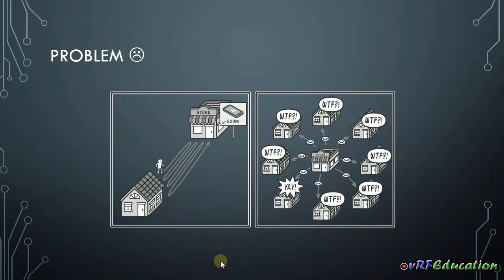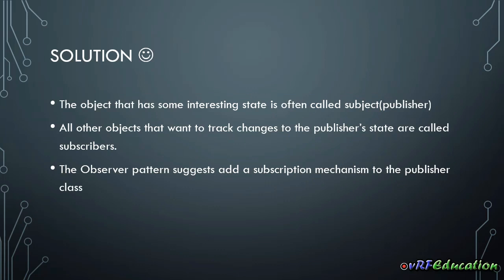So what is the real solution in the observer pattern? Let's see a couple of idioms inside this pattern. We have an object that has some interesting state for the others, and it's called the subject object. But since it's also going to notify other objects about changes to its state, we call it the publisher. All other objects that want to track changes to the publisher's state are called subscribers. So we have two types of object here, a publisher and one or more subscribers. The observer pattern suggests that you add a subscription mechanism to the publisher class, so individual objects can subscribe or unsubscribe from the stream of events coming from that publisher.